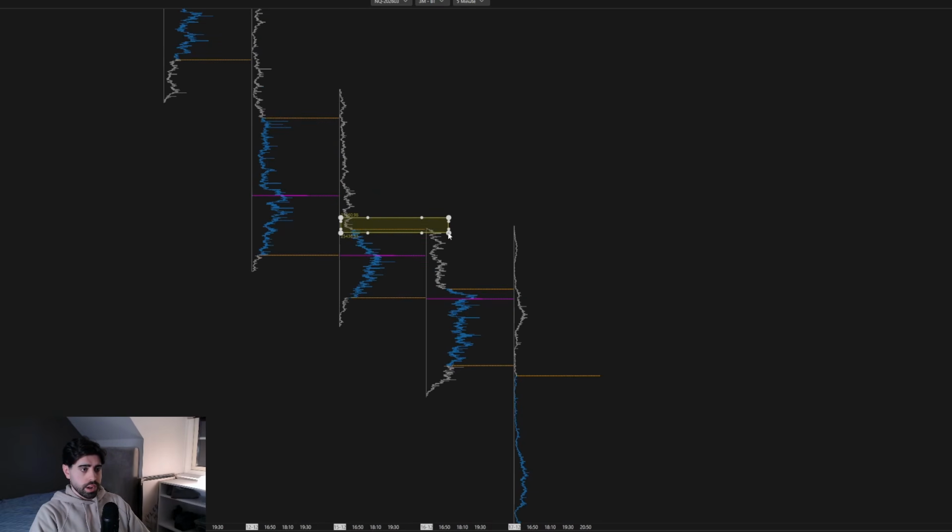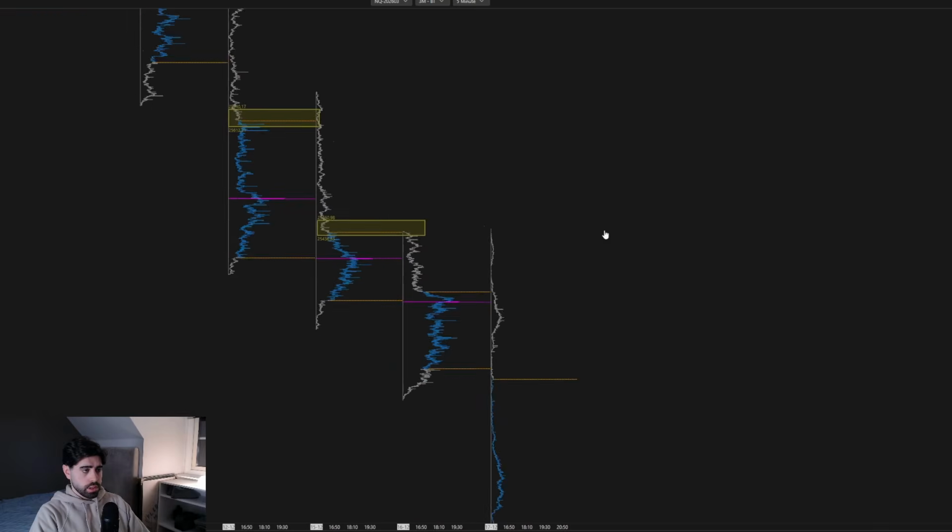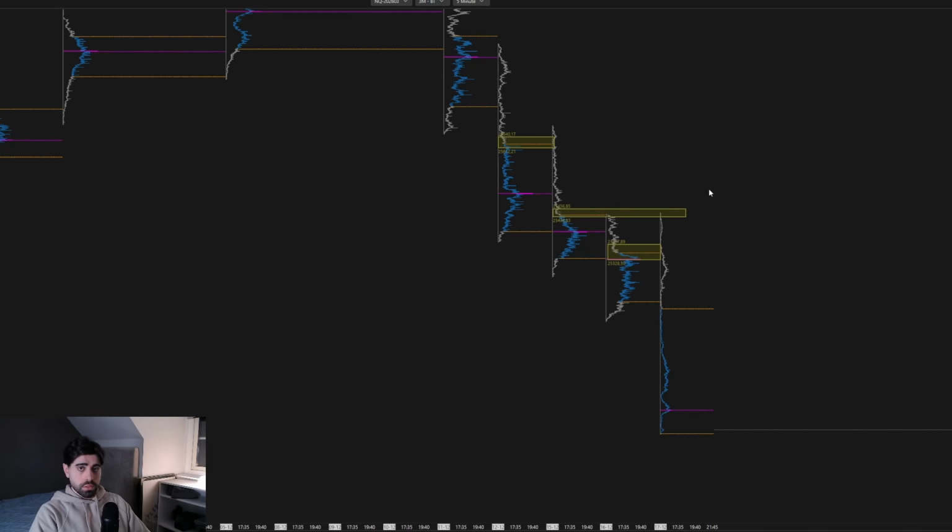So this is value area high. The day came up, touched it, rejected. Same as here. The day came up, value area high, rejected, went lower. And this is how you find your daily bias. Follow the value. And you see it through daily volume profiles.